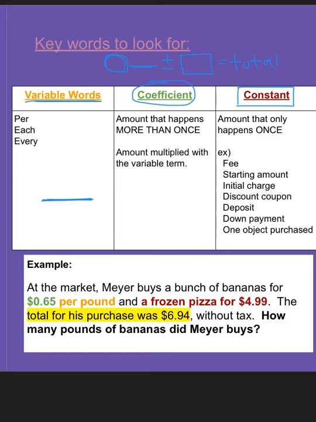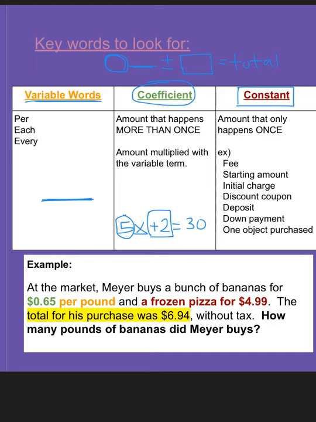So if I had an example like 5x plus 2 equals, I don't know, $30, my coefficient is the 5. So this is my coefficient, let me circle that. That's my circle, that's my underline, that's my boxed information, and that's my total.